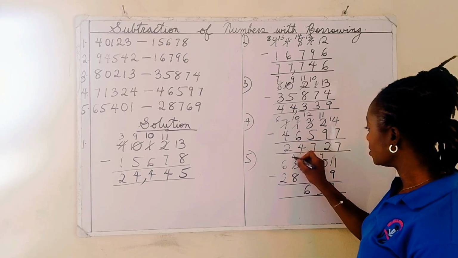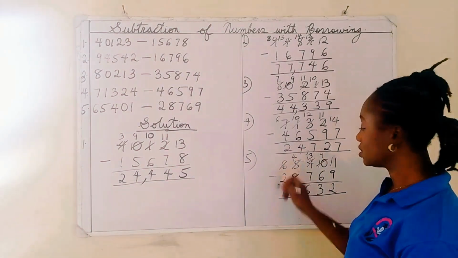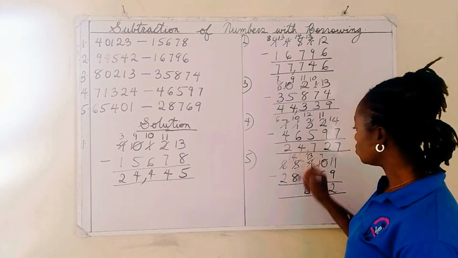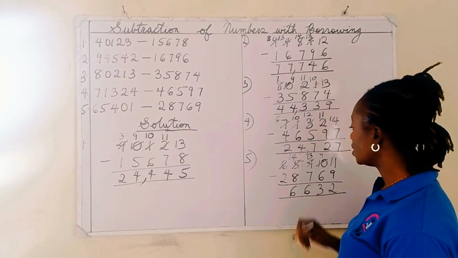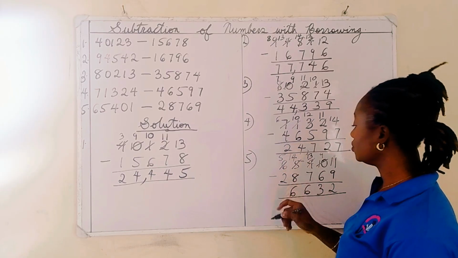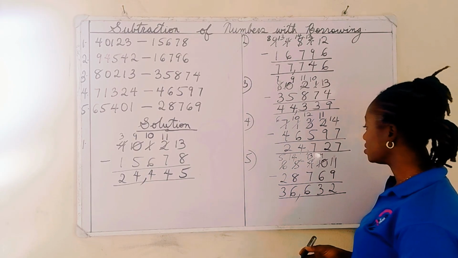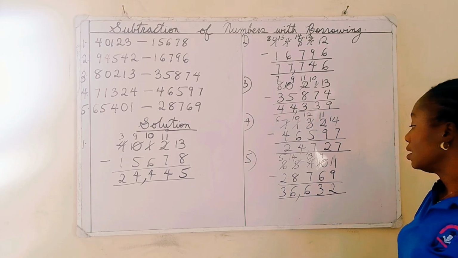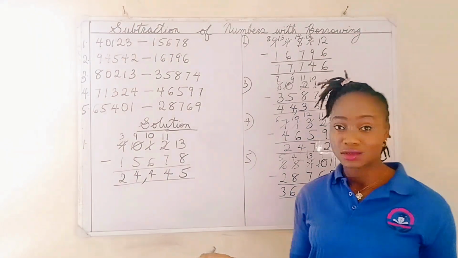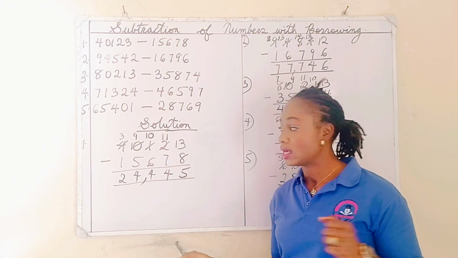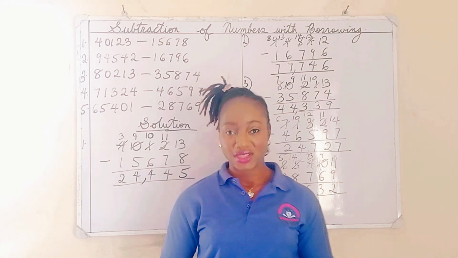And then we have 4 left here. 4 take away 8 is impossible. We borrow 1 from 6, add it to 4 to make it 14. 14 take away 8 gives us 6. And then we have 5 left here. 5 take away 2 is 3. And then our final answer is 36,632. Alright, I hope this helps you solve more questions on how to subtract your numbers using the borrowing method.